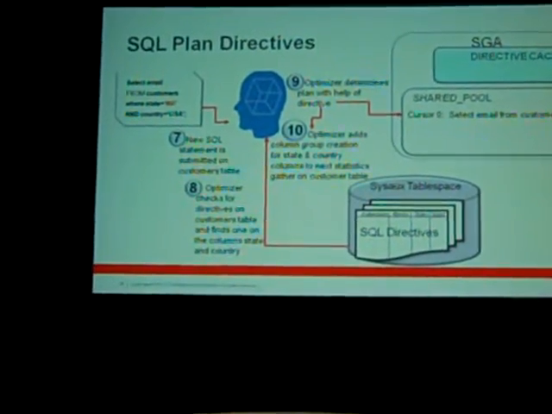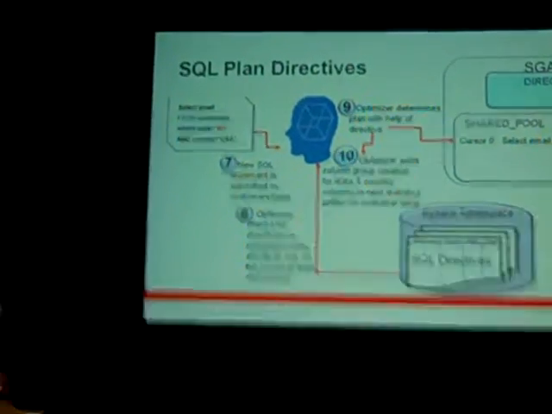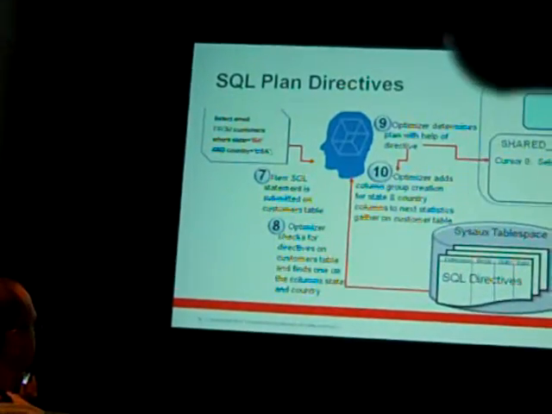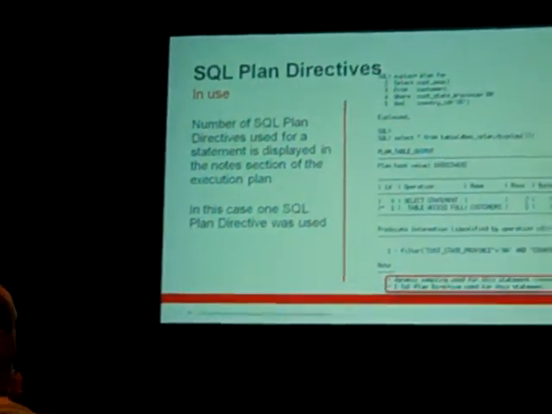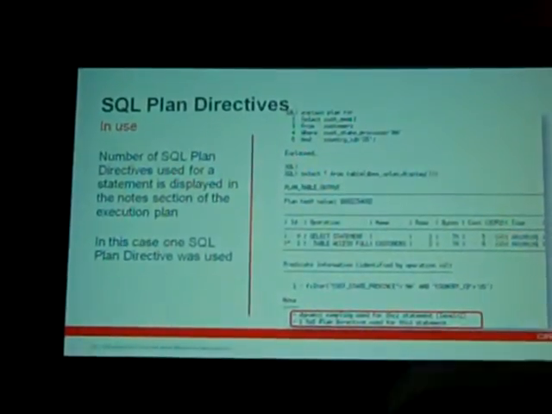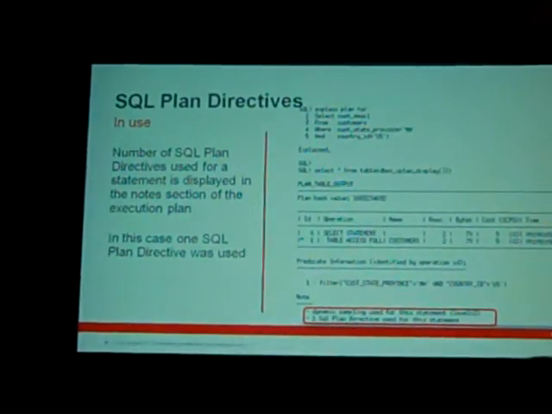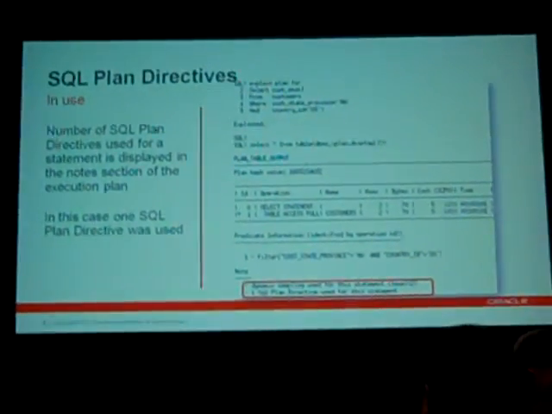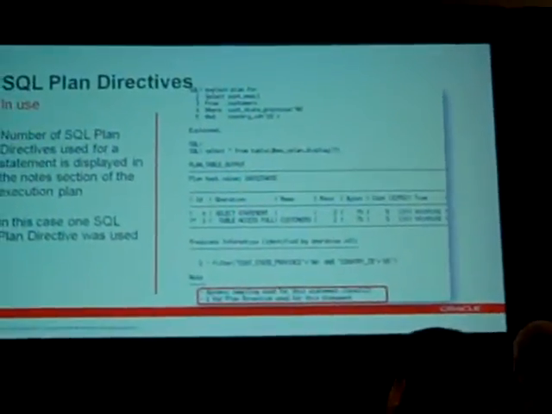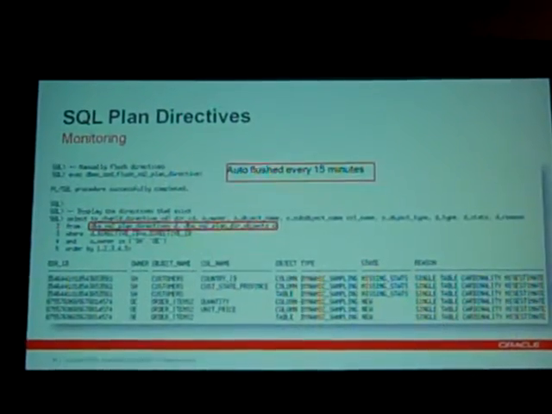So the next time you gather statistics on the customer table, we will automatically create the extended statistics on state and country, and those statistics will be maintained every time you gather stats on the customer's table. How do I know if these SQL plan directives are being used in my queries? Well, if you look in the notes section of the execution plan, just the way we show you that a SQL plan baseline was being used, you'll see a SQL plan directive was being used for this SQL statement in that notes section of the execution plan.